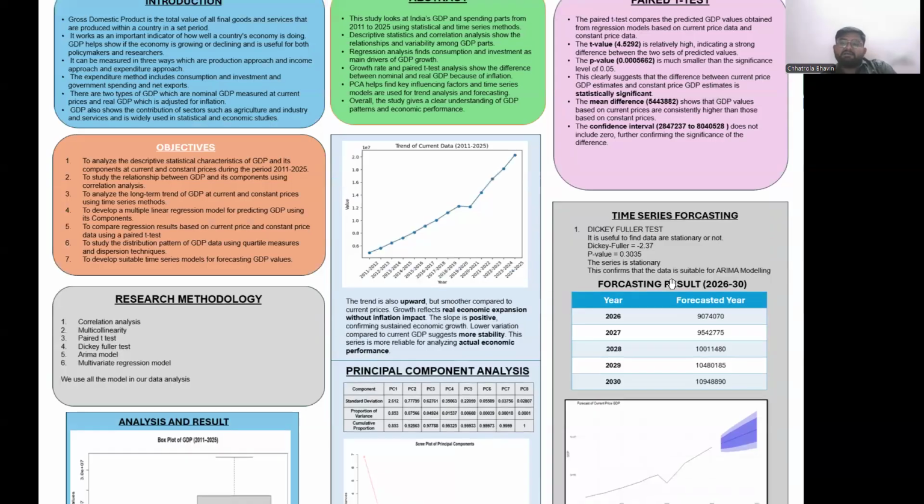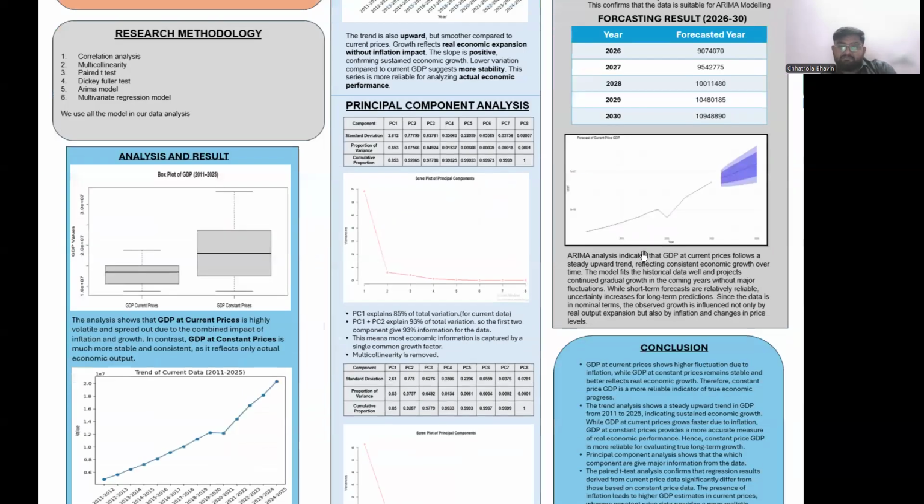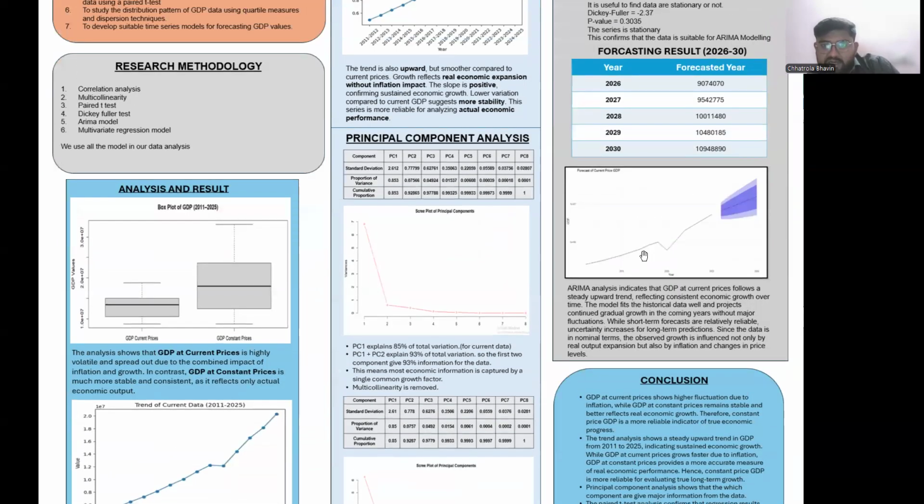This is a forecast using the ARIMA model. This is the forecasted GDP value for the forecast years, 2026 onward. And this is a graph of the forecast of current price GDP.